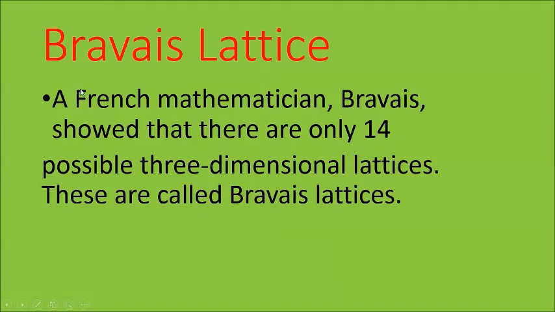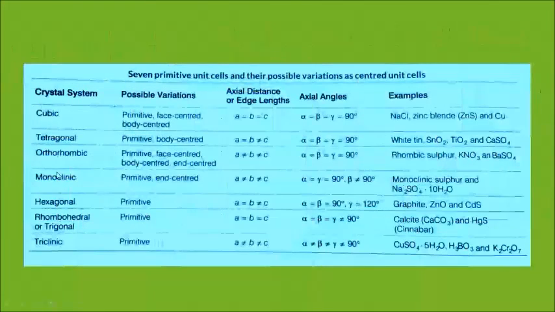So the name came from the scientist Bravais, and you can have here the 14 Bravais lattices of the 7 primitive unit cells. The first one is cubic, and the possible variations are: primitive, or the simple cube, plus face-centered and body-centered.